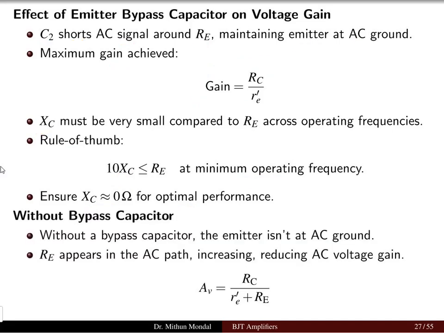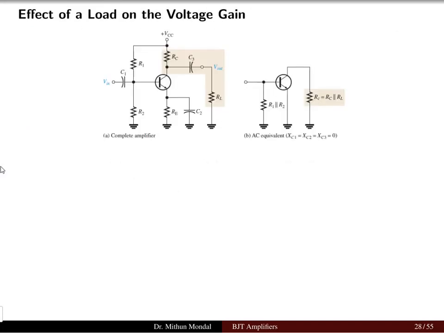So if you do not have the bypass capacitor in the circuit, then the emitter isn't at AC ground and the emitter resistor appears in the AC path, which will reduce the AC voltage gain. So this is the voltage gain you have for the circuit. Here, if the bypass capacitor is not there in the circuit, then the voltage gain will be reduced.